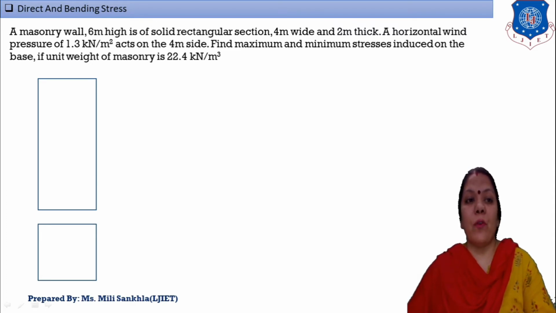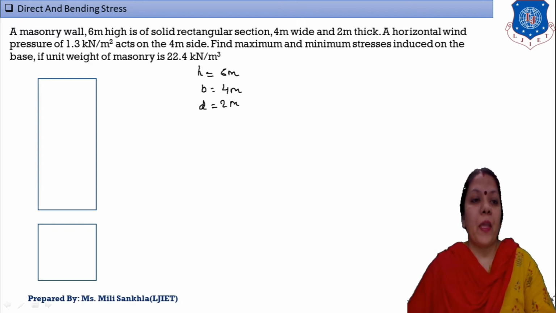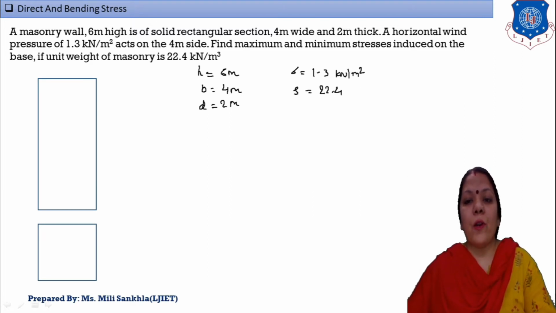First of all we write down the data. H is given as 6 meter. Then B is given as 4 meter, and thickness, that means our depth D, is given as 2 meter. Wind pressure, that means sigma, is given as 1.3 kilonewton per meter square, and unit weight of masonry, that means rho, is given as 22.4 kilonewton per meter cube.